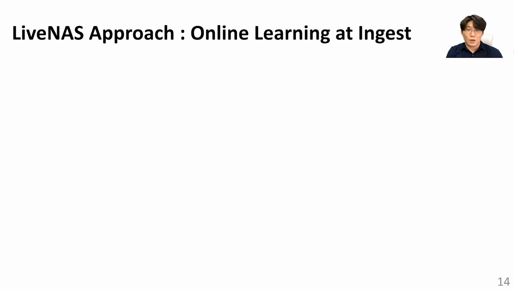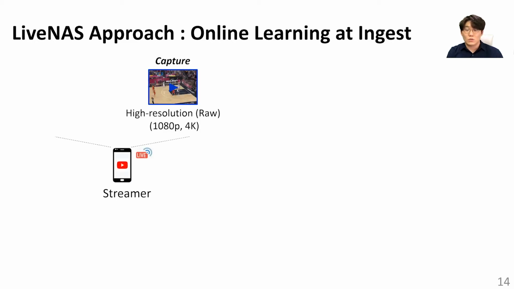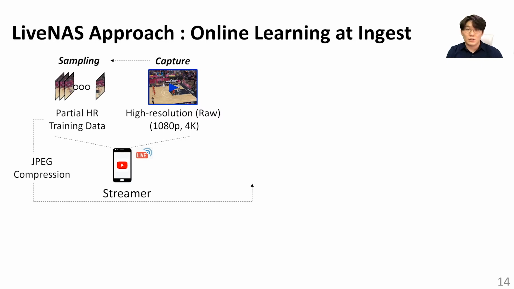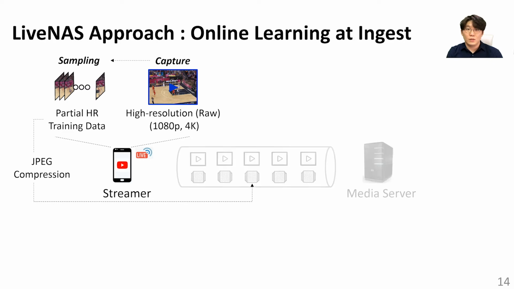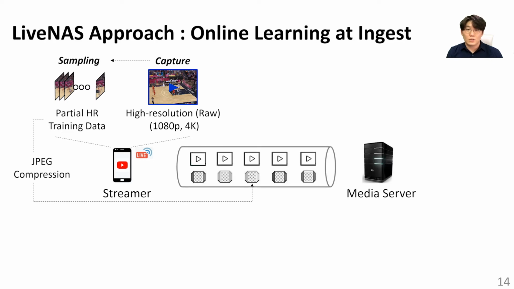To explain in detail, LiveNAS operates both at the streamer and the server side. At the streamer side, the camera captures the high-quality stream before its compression, and LiveNAS samples partial high-resolution data, which is used for training. Then, the streamer sends sampled training data patches along with the compressed live video frames.